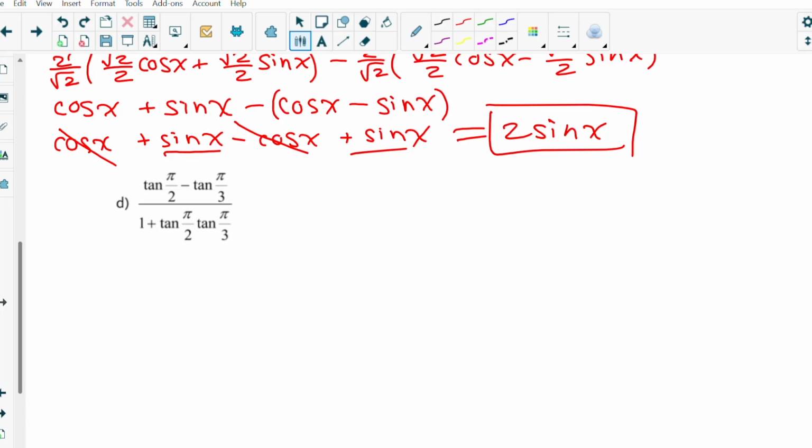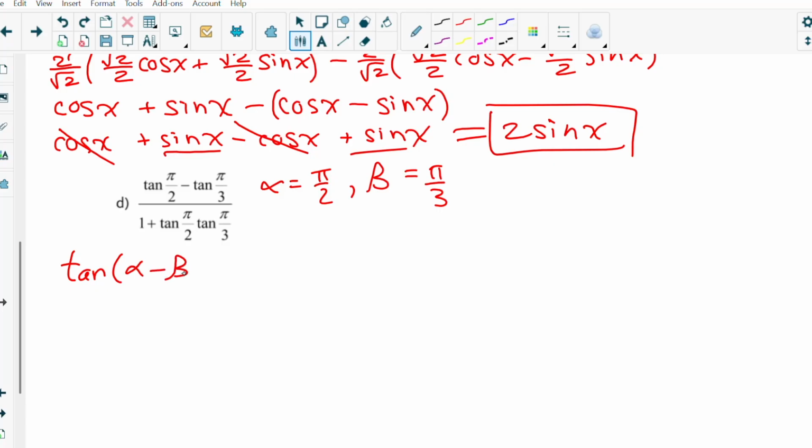Okay, this last one, let us turn it into a single trig identity. This looks familiar, right? This looks like one of either the sum or the difference tangent identity. Well, I see this minus sign here, so I'm thinking the difference identity, right? So I'm checking it against my formula sheet where alpha equals pi over 2 and beta equals pi over 3.